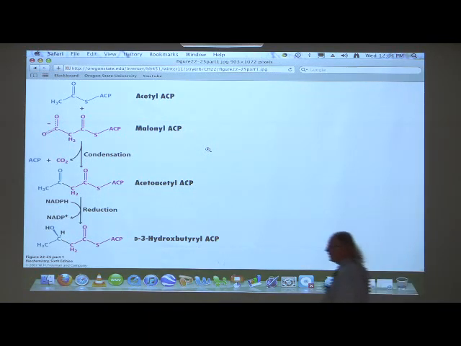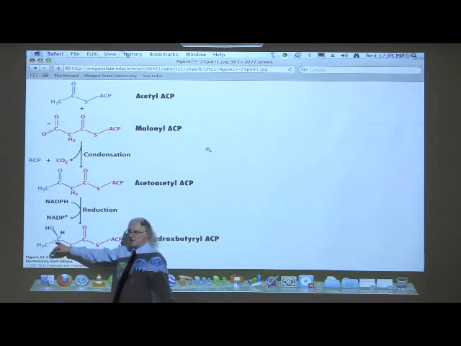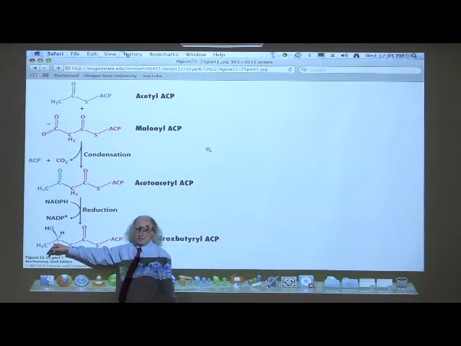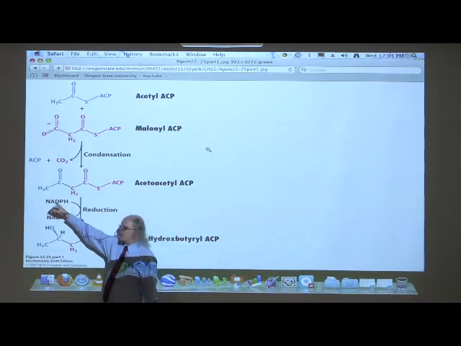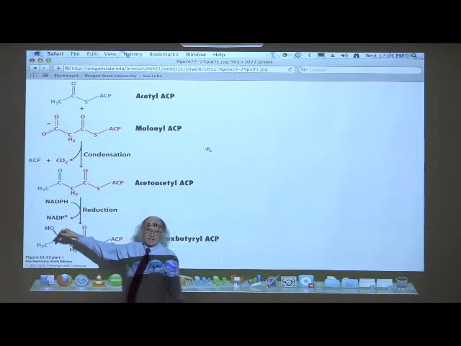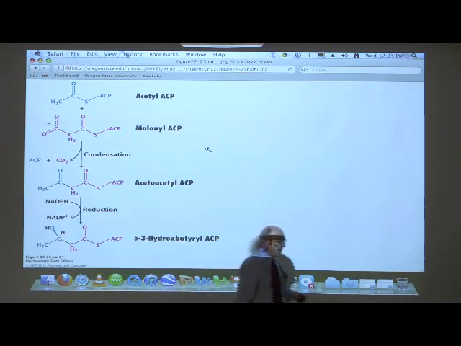But you'll notice also that this hydroxyl is on carbon number 3, just like we had during fatty acid oxidation. Okay? Exactly as we saw. Notice that the source of electrons is NADPH. You haven't seen that yet. Well, we saw it briefly the other day.